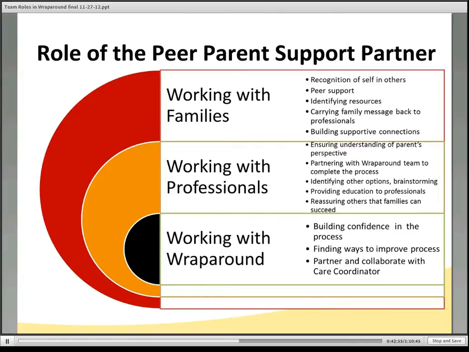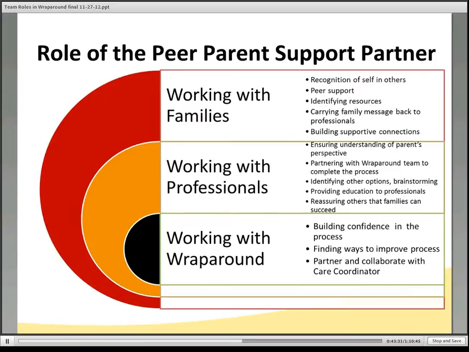So in working with the families, there's a piece called recognition of self and others, and probably a more difficult way of saying, connecting with someone who's walked in your shoes or been there, done that. One of the unique pieces of the parent support partner role is that they've raised a child with behavioral challenges, that they've received services, they've navigated the system.